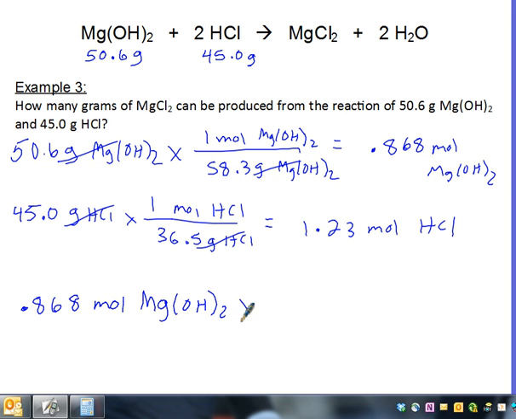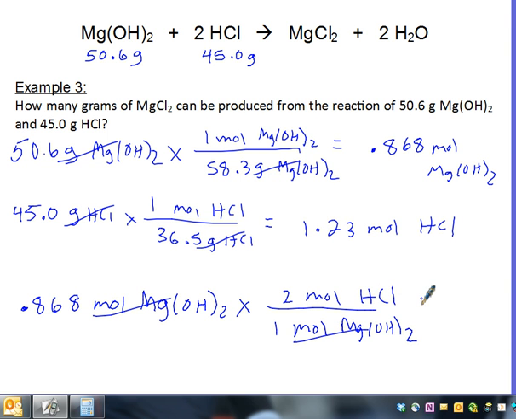Mg(OH)2. And we gotta use the mole ratio to convert that to moles of our second chemical, which is HCl. So we're gonna use the 1 to 2 ratio. So 1 mole of Mg(OH)2 goes on the bottom for 2 moles HCl. That cancels out. And when we do that, we get 1.74 moles of HCl. So this right here is what is needed.